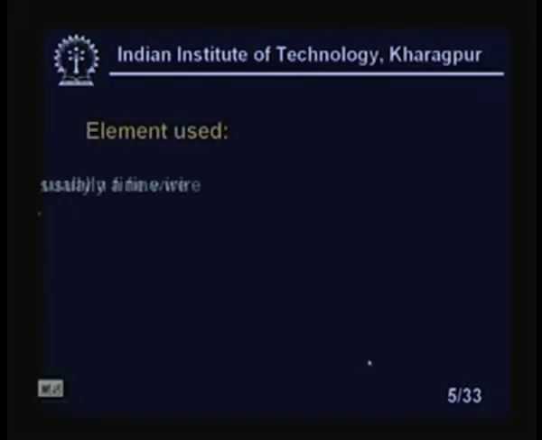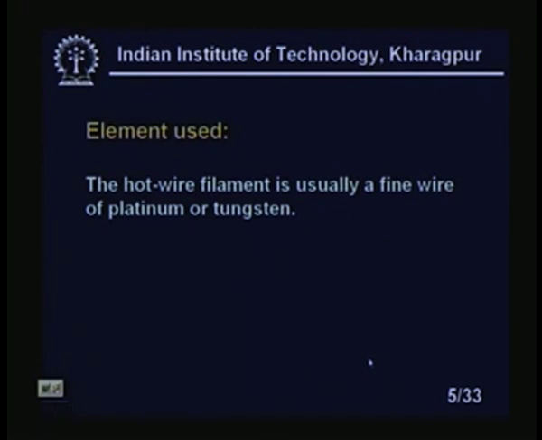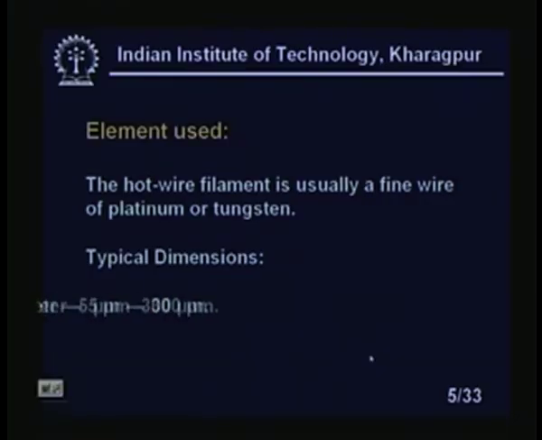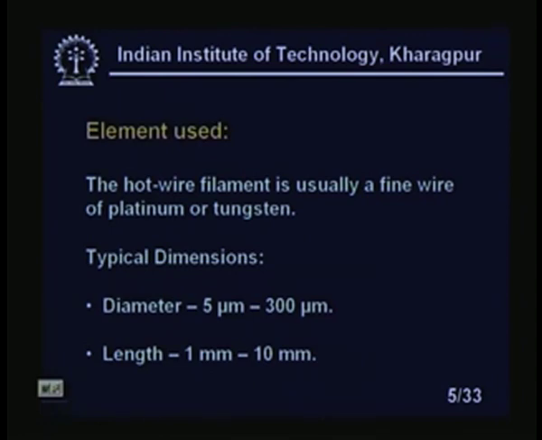Now, the element used is basically a hot wire filament, usually a fine wire of platinum or tungsten. These are basically the two wires used. I should say tungsten is most widely used as a hot wire probe. Typical dimensions are a diameter of 5 micrometers to 300 micrometers. So, it is quite a thin wire, very difficult to even see with bare eyes, and the length is usually 1 millimeter to 10 millimeters.